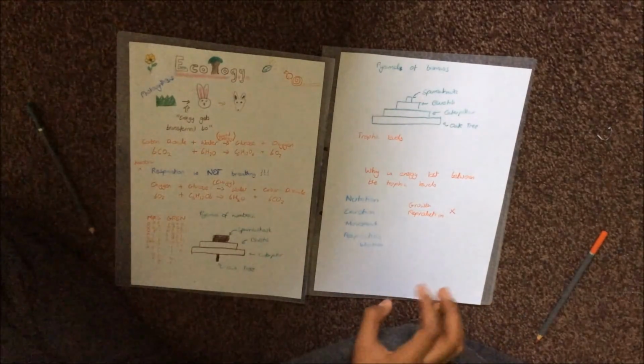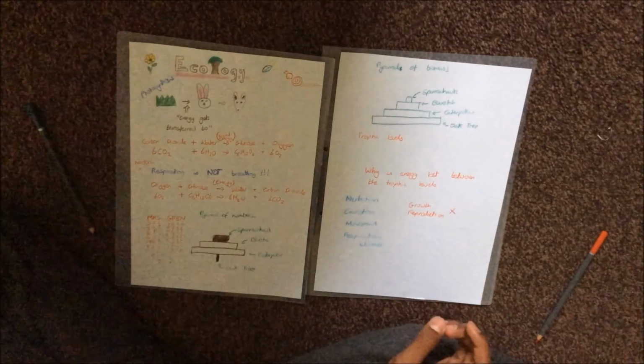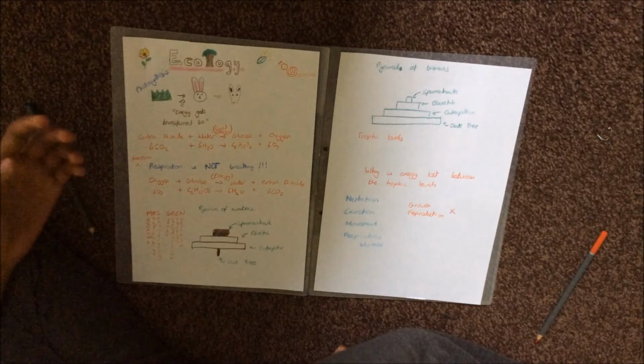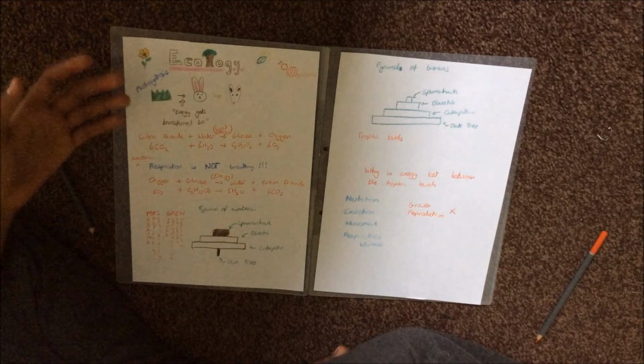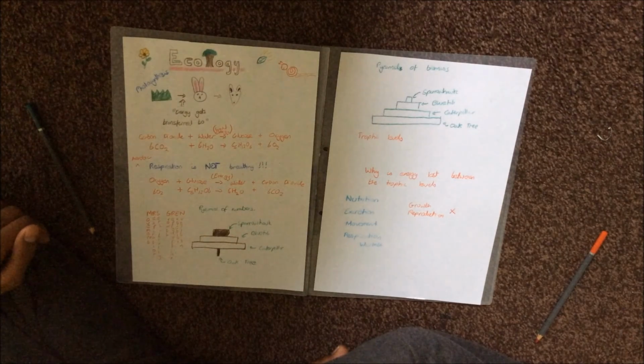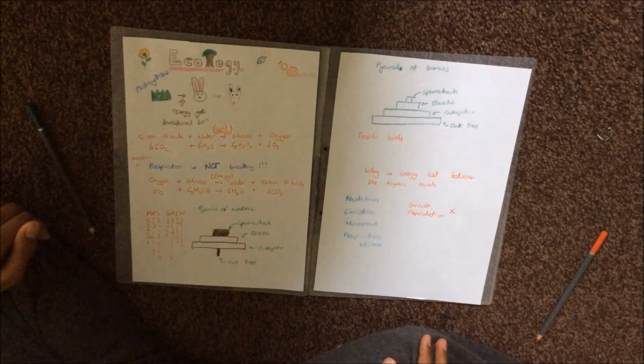And those are some of the reasons that energy is lost. I haven't written all of them down. Those are the basics of trophic levels and food chains and pyramids of numbers, biomass, etc. I hope you've learned something, and now you know about ecology.